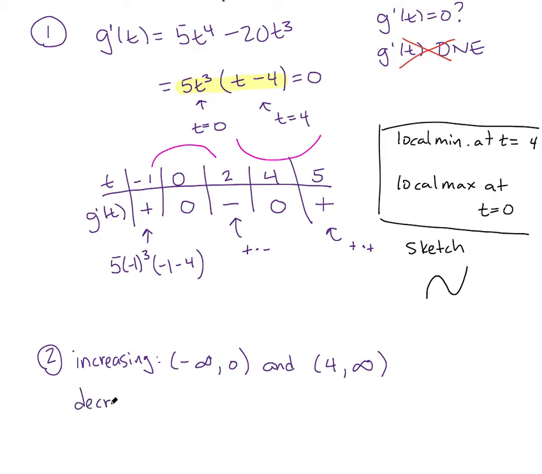So now for the decreasing, the interval where our function is decreasing, that's just going to be in between our two critical points. And so again, I don't want to include my endpoints, and so I'll just write my interval as the open interval from 0 to 4.